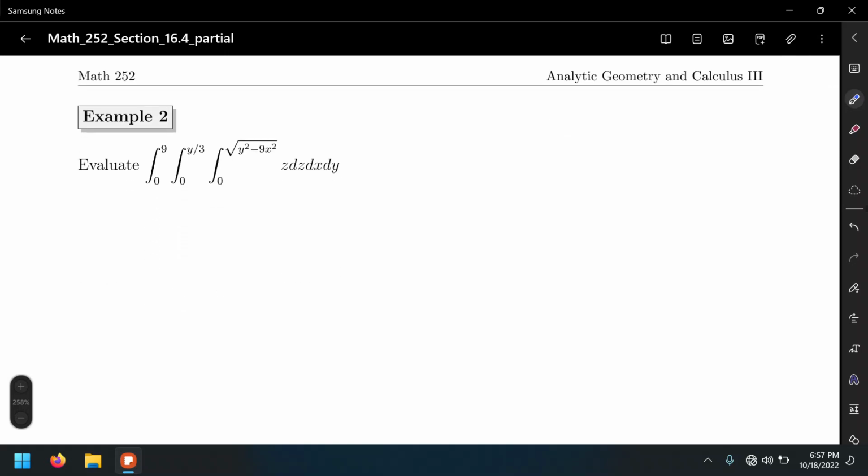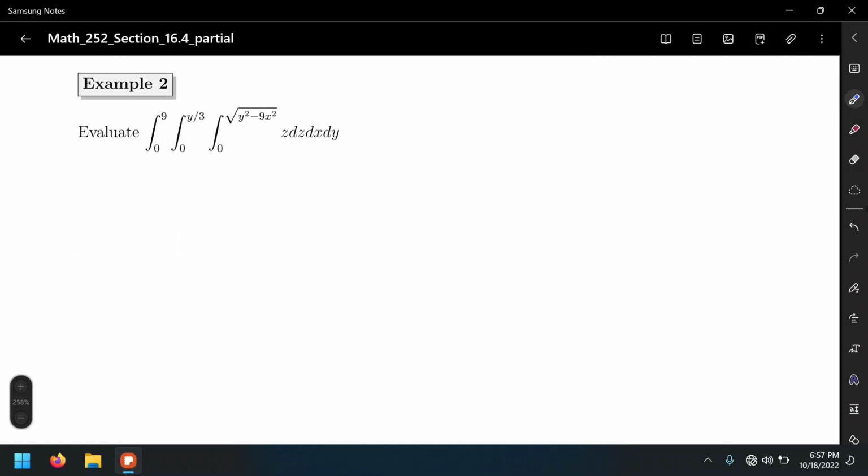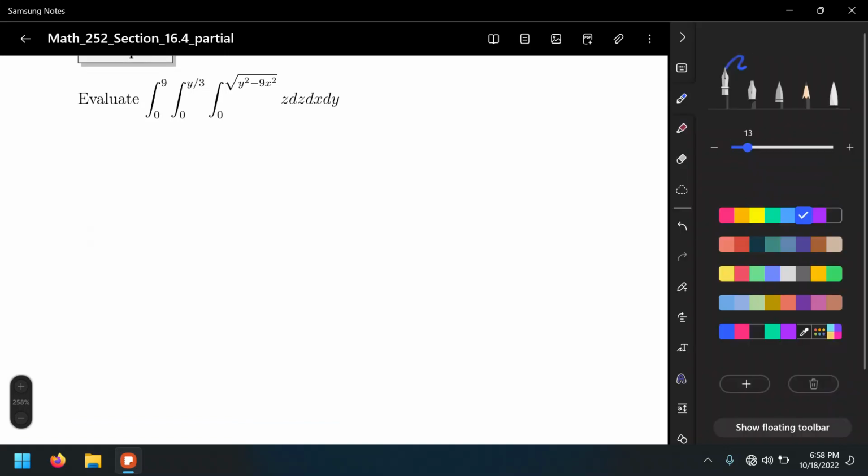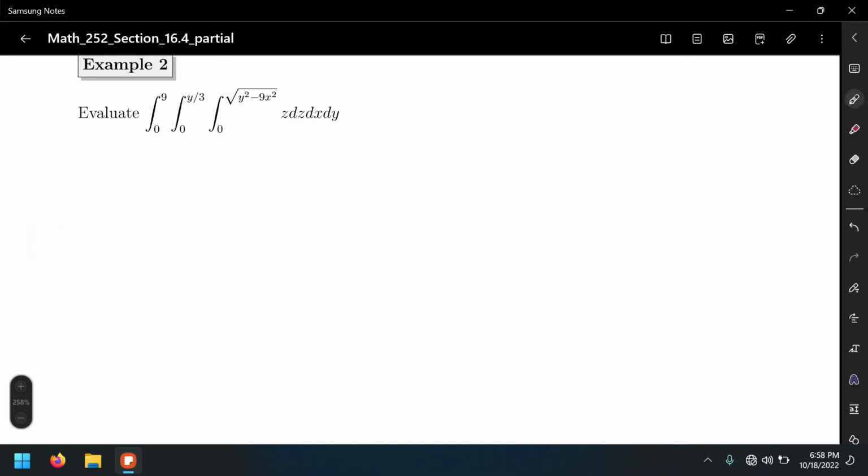Number 2. Evaluate this triple integral from 0 to 9, 0 to y over 3, and 0 to the square root of y squared minus 9x squared of z dz dx dy. Notice the order in this class. Notice the order. And in this case, you look at all these limits.